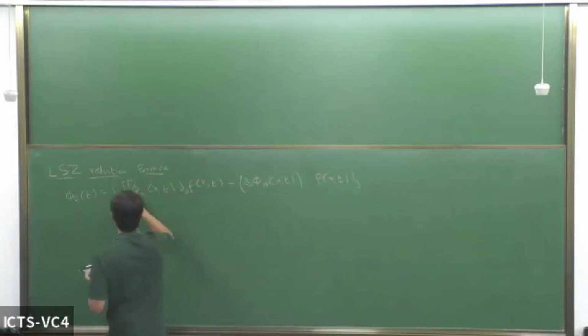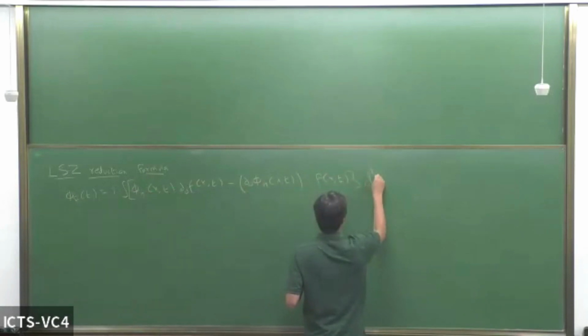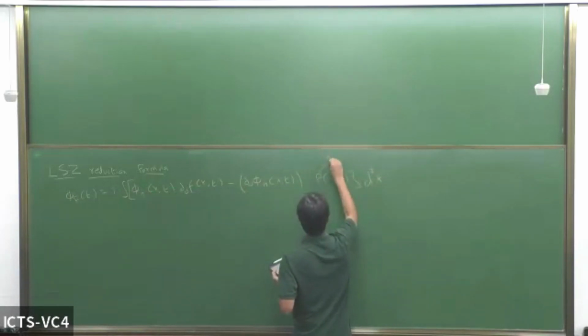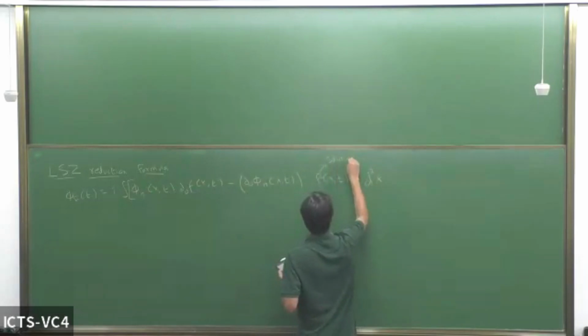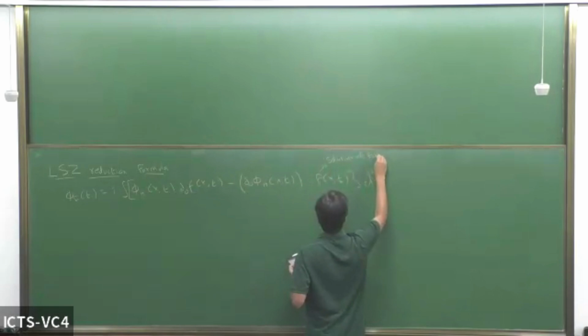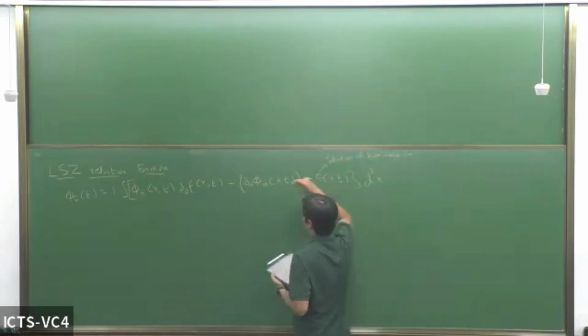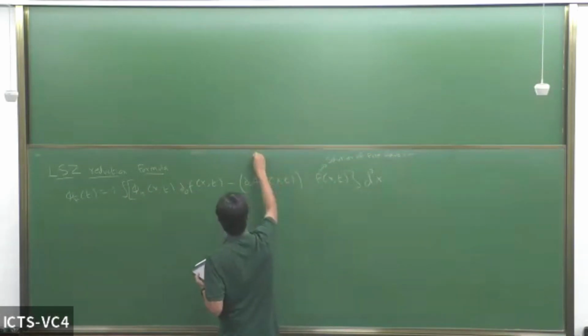So this is the Klein-Gordon inner product of the field. This is the solution of the free wave equation. And this is the Heisenberg field. This is the field operator.